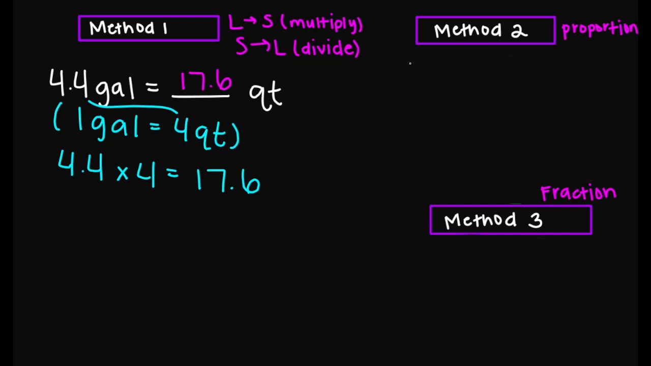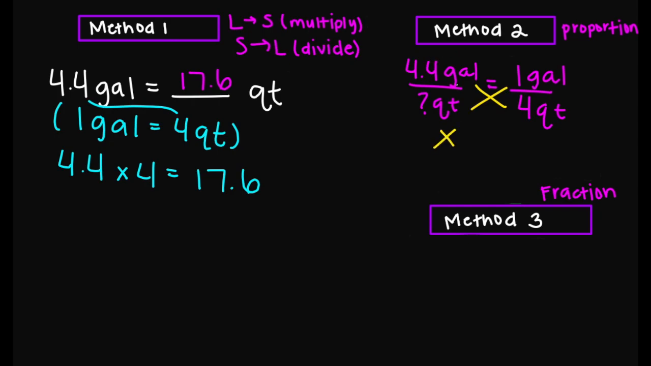Now let's look at method number 2. We have 4.4 gallons on top here. This is going to equal, we do not know my quarts yet. And on my right side, we're going to do 1 gallon on top here. This is going to equal 4 quarts on the bottom here. Now we're going to cross multiply. So my left side, you're going to get x, and then my right side, we have 4.4 times 4. This is also going to give you 17.6.